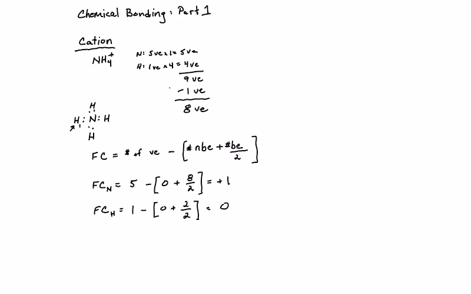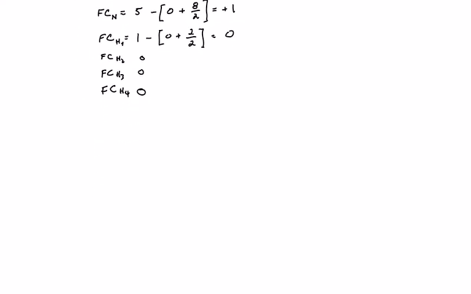Now, we could go through and calculate the formal charge for each one of these hydrogens, but there's not much point in doing that because we can see just by visual inspection that these are all equal to one another. They're all in the same situation, so they're all going to be 0. Okay, so that's how we calculate the formal charge. We can do the same thing for anions.